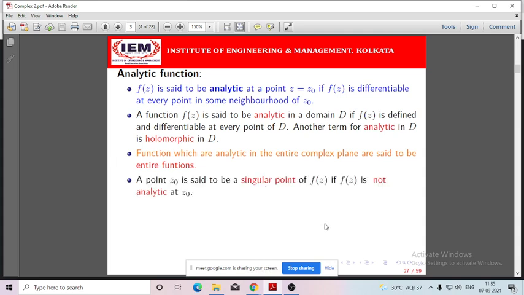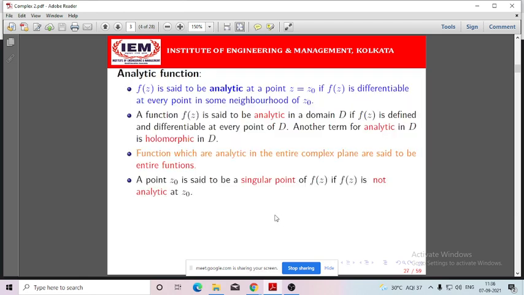Okay. Then another definition is the singular point. Singular point is also called the critical point. A point z0 is said to be a singular point of the function f(z) if f(z) is not analytic at z0. That means if a function is analytic at a given point, then we say that the function is analytic at that point. And if there are some points where the function is not analytic, then we say that the point is a singular point with respect to that given function.